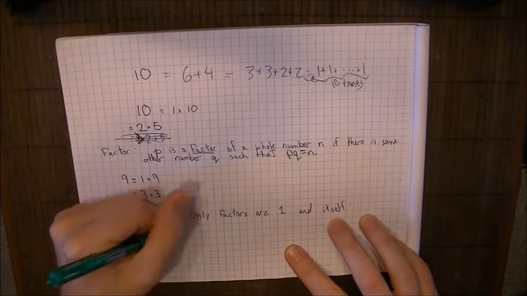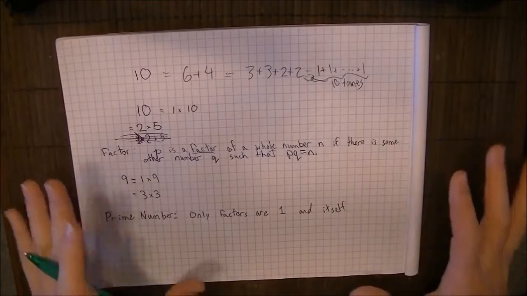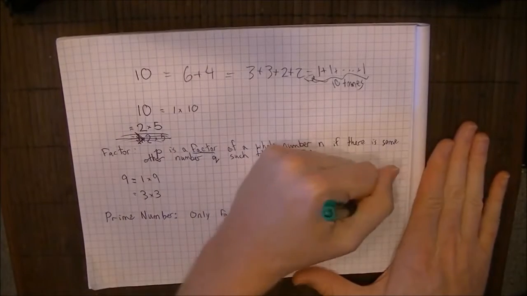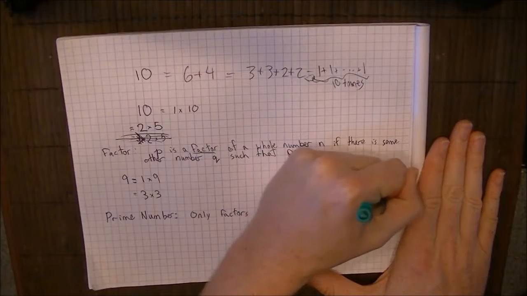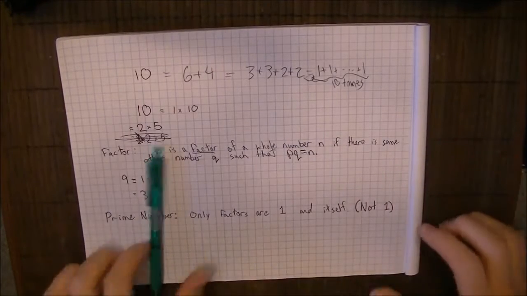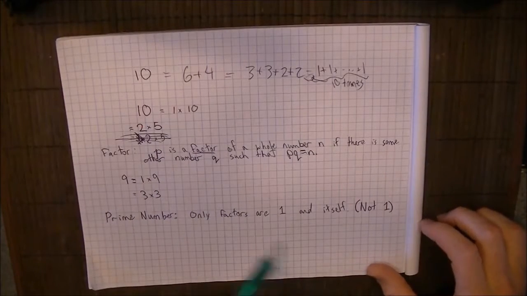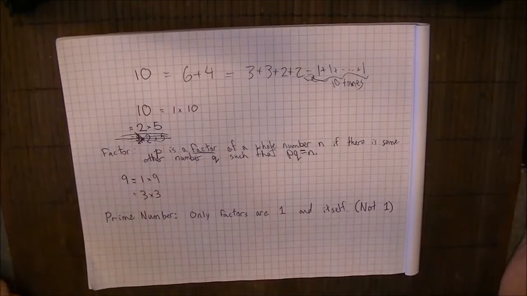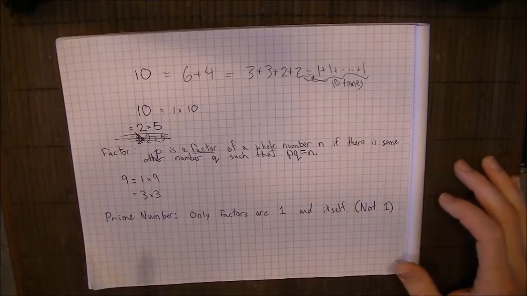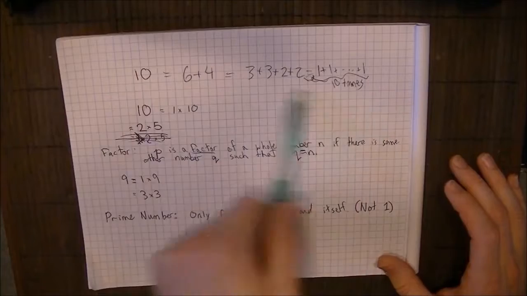So, first off, I should make one thing clear. Not 1, okay? 1 is not a prime number. Why? Well, because 1 is weird, all right? 1 is like 0 in adding, right?